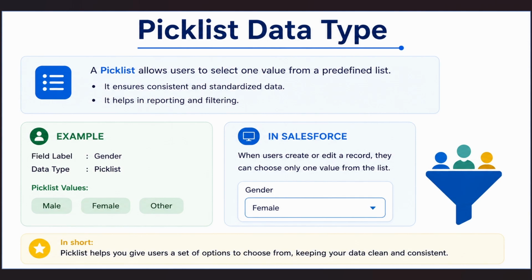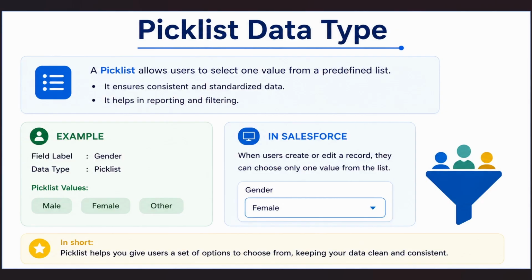consistent. Imagine if a user types the value manually, someone might write male in capital letters, someone might write male in small letters, someone may only write M, although they mean the same thing. Salesforce would treat them as different values. So using a picklist avoids this problem by ensuring everyone selects from the same predefined options.